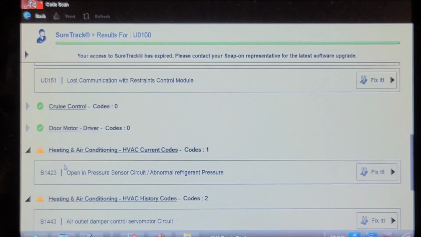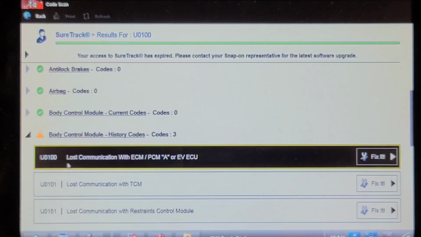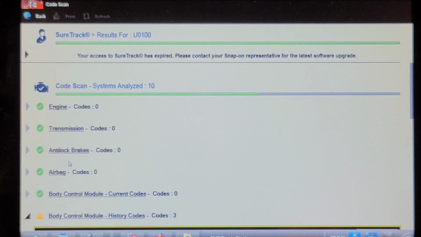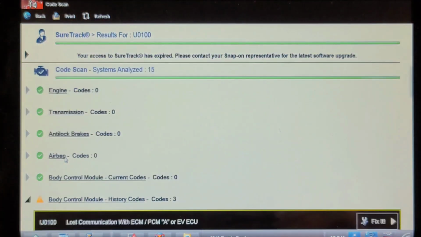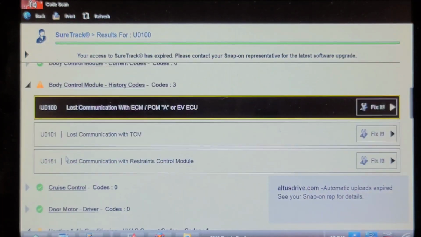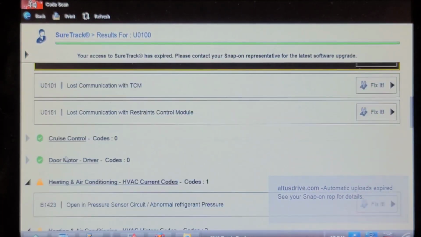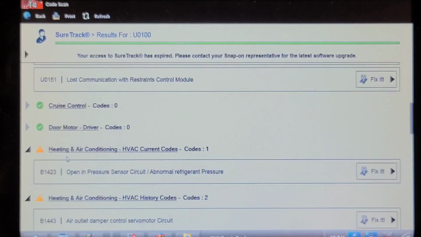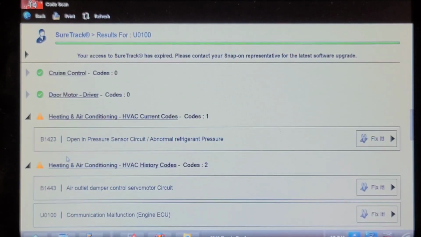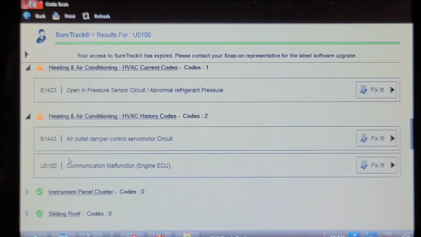Let's see how much other data. 10 controllers. We'll pick up when we get to the end of this code scan. So there's 15 controllers scanned. I'm not worried about these communication codes in the BCM, but I am worried about this B1423 open in pressure sensor circuit. This air outlet damper control servo motor circuit is a secondary code.